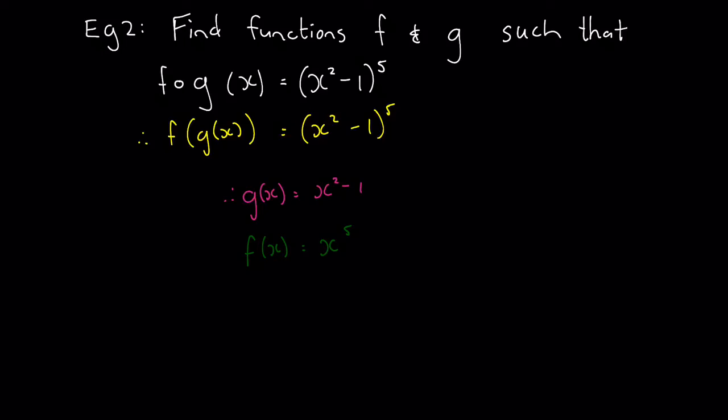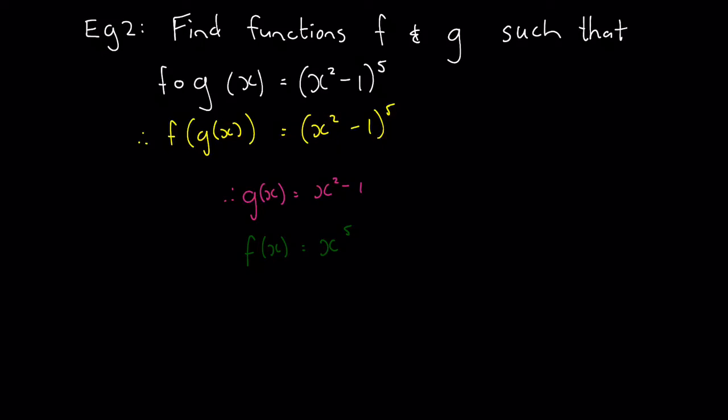Okay, so to understand where that comes from, we have to substitute g of x into f of x to get this expression. If we look at my solutions here, the pink function, g of x, which is the inside function, if you substitute x squared minus 1 into the x in f to the power of 5, you end up with this expression, x squared minus 1 to the power of 5.